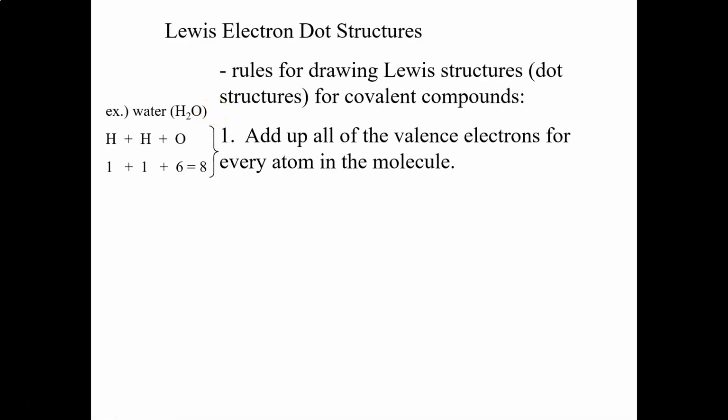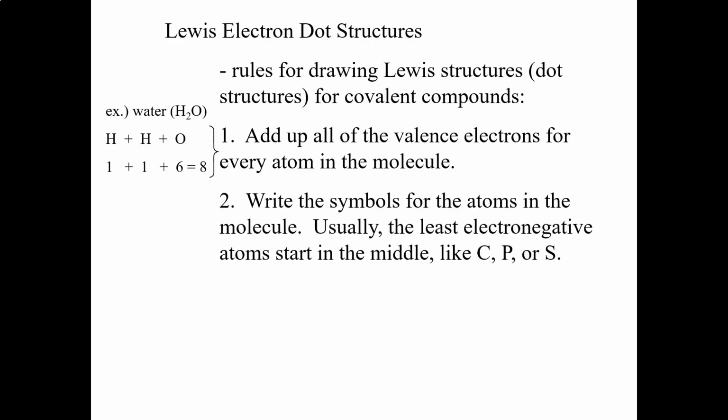Now, why do we do this? We do this because, remember, they're sharing their electrons. The maximum number of electrons that can be shared is the maximum number that they all have to begin with. So if we're going to create a new molecule that has two H's and an O in it, then we have to make sure that that new molecule doesn't have more than 8 valence electrons total in it.